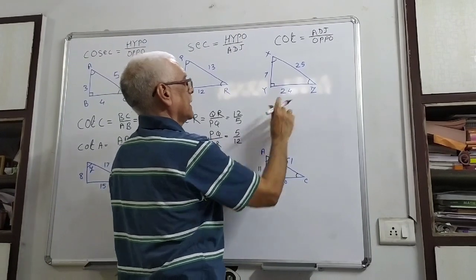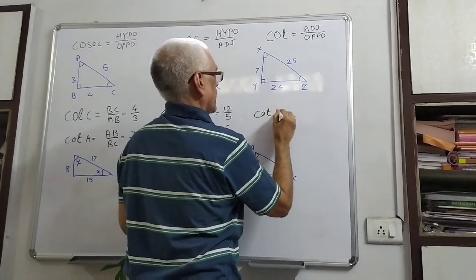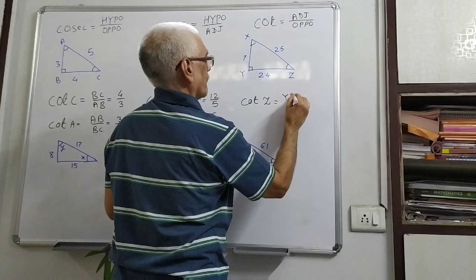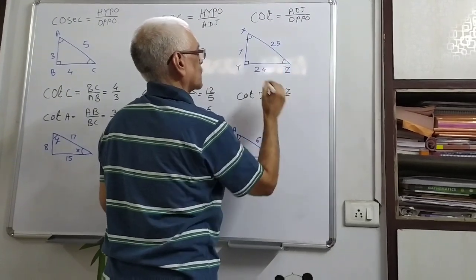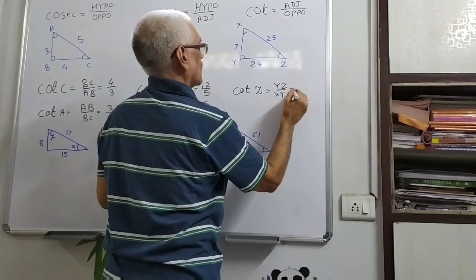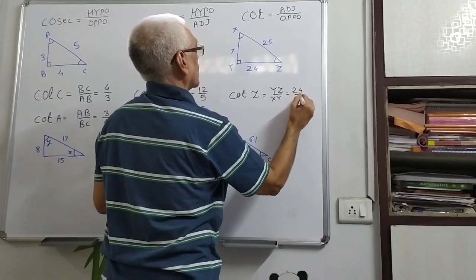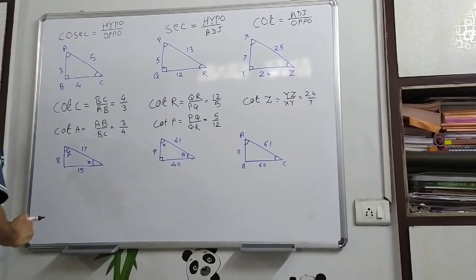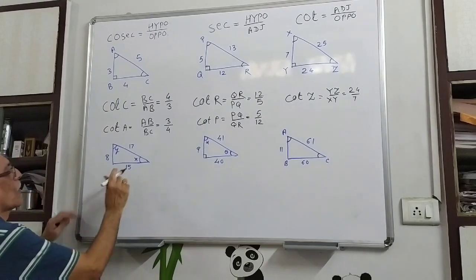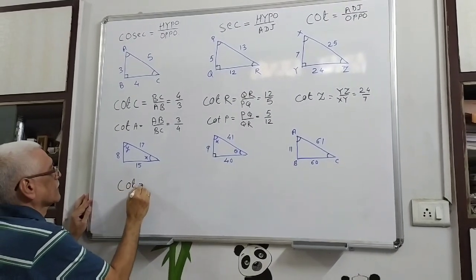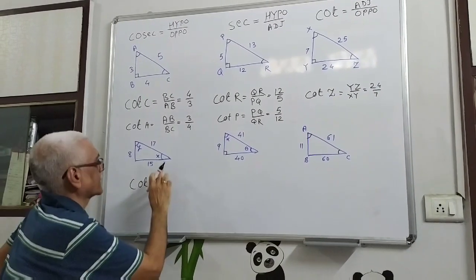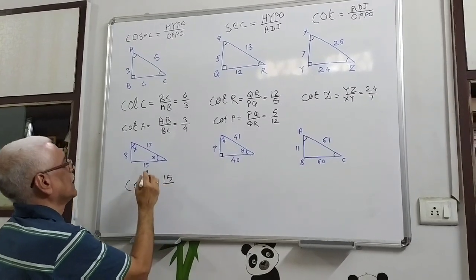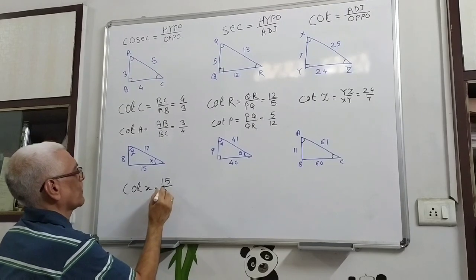In this figure, if we want cot of Z, adjacent to Z will be YZ upon opposite to Z will be XY. Length of YZ is 24 and length of XY is 7. So value of cot Z is equal to 24 upon 7. Now in this figure, cot X, cot means adjacent to X. So adjacent to X is 15 and upon opposite. Opposite to X is 8. So 15 upon 8 is the value of cot X.